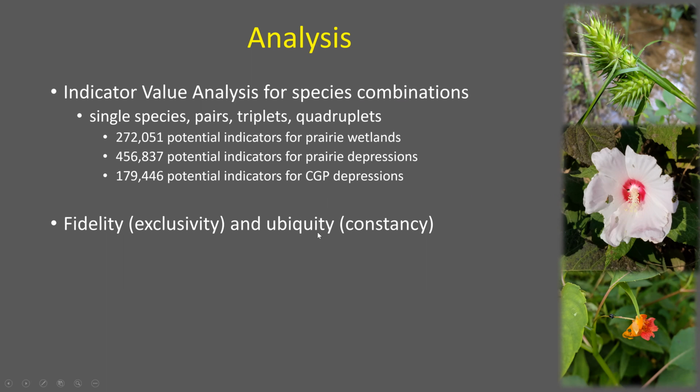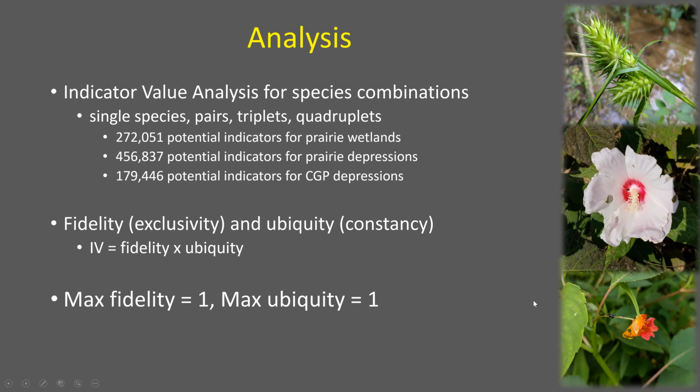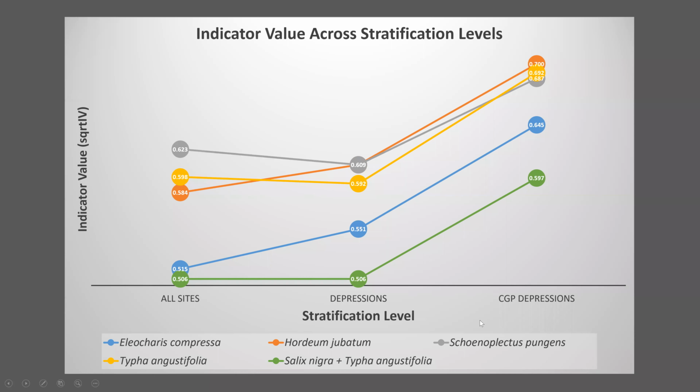This indicator value is based on fidelity and ubiquity. It is the product of the 2, where the maximum value would be 1. Fidelity refers to how exclusive a species is to the target group, and ubiquity refers to how frequent a species is within that group. And if you don't understand any of this, that's fine. It's not that easy. The whole point is that the maximum value you get is 1. The higher the value, the stronger the indicator.